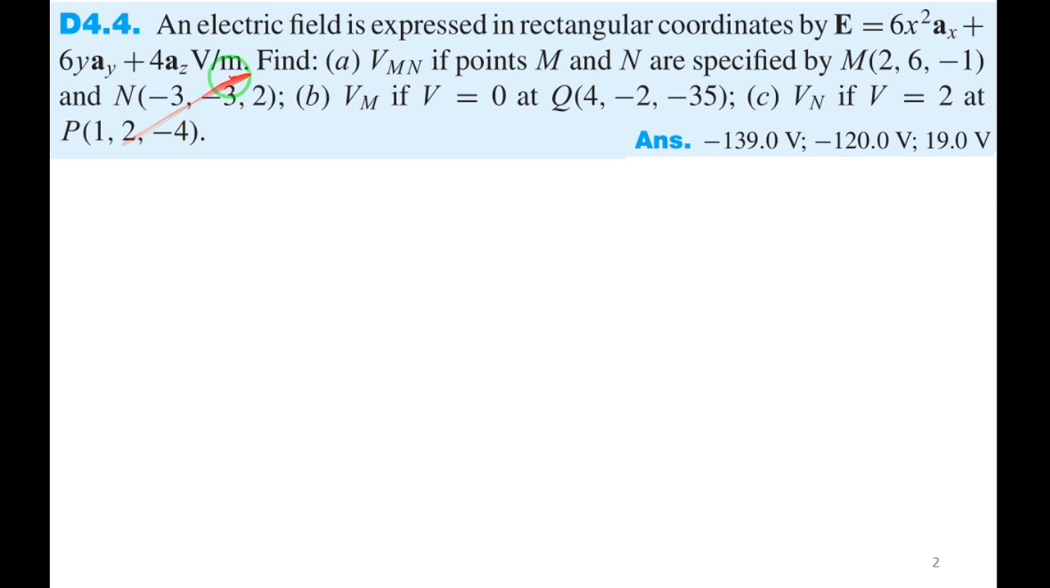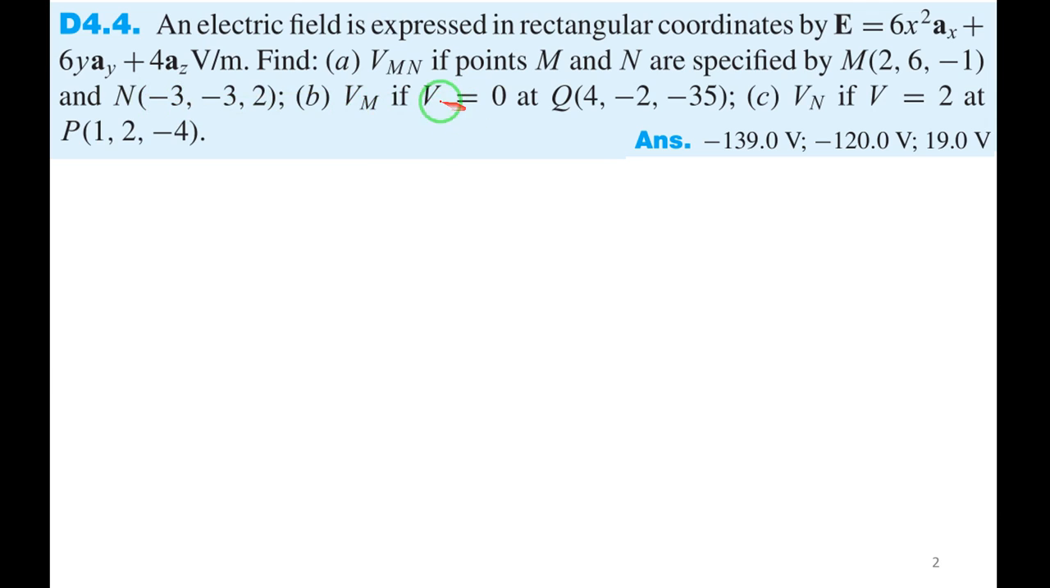Okay, we'll take up this numerical. An electric field is expressed in rectangular coordinates. E is given in rectangular coordinates. Find Vmn, meaning the potential difference between the 2 points M and N, if points M and N are specified by so and so. Then in the second case, they have asked to find the potential at point M.